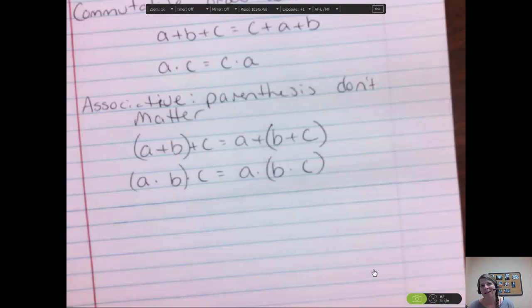So think about if you're adding three numbers, 1 plus 2 plus 3. 1 plus 2 is 3. 3 plus 3 is 6. I did it in one order. I could also go 3 plus 2 is 5, plus 1 is 6. So I could add them in different groupings and start with different ones. And that's kind of what the associative property lets me do.